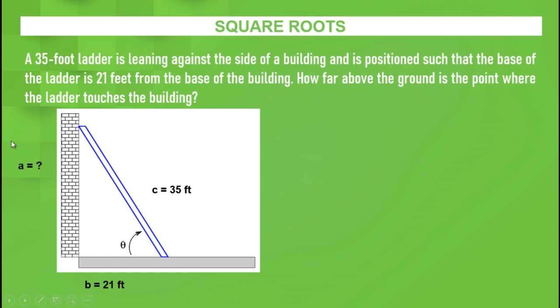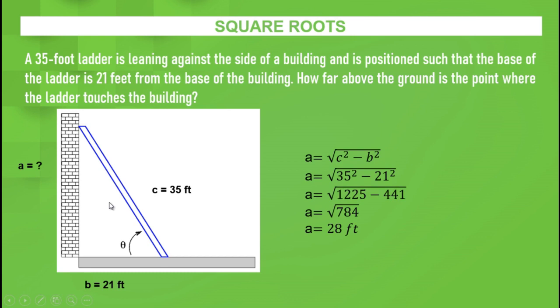So, our A is what the question asks: how far above the ground? How high is it from the ground up to the end point where the ladder touches the building? So, we're looking for our A. Since A is what we need to find, this is the solution. A is equal to the square root of C squared minus B squared. A is equal to 35 squared minus 21 squared.